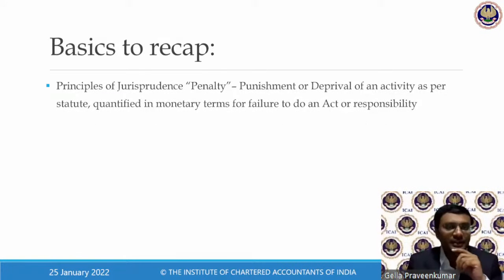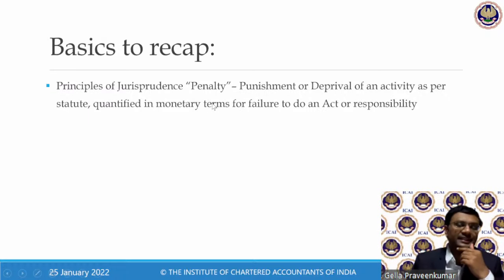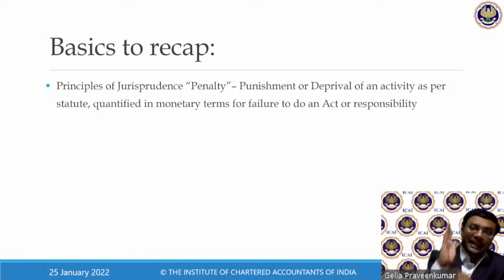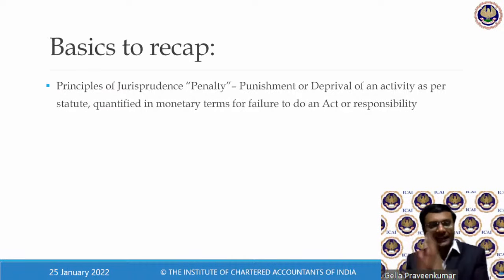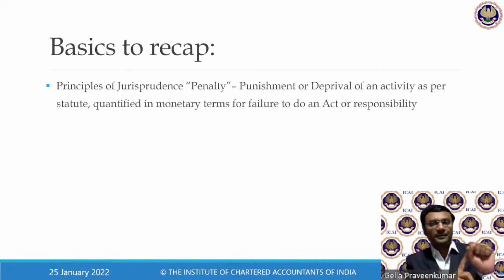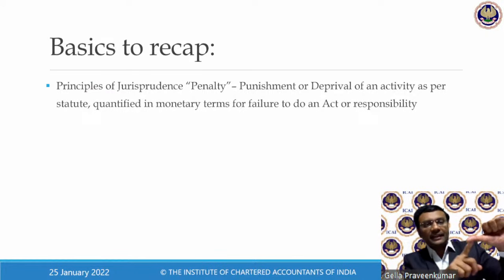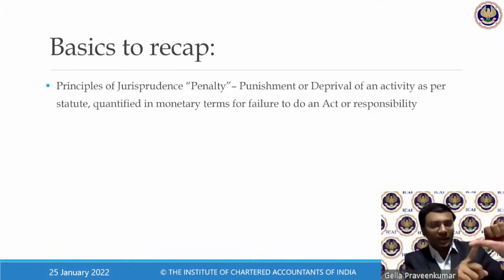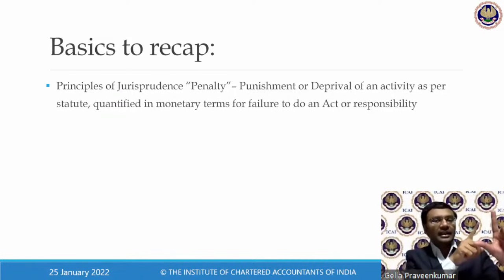Principles of jurisprudence, that is principles of law, where penalty provisions are discussed. Whenever we talk about penalty, please keep in mind, penalty comes where there is non-performance of an expected activity or an activity which is against the law. I repeat, any activity done which is not in line with the law, or where there is a performance to be done but not done.